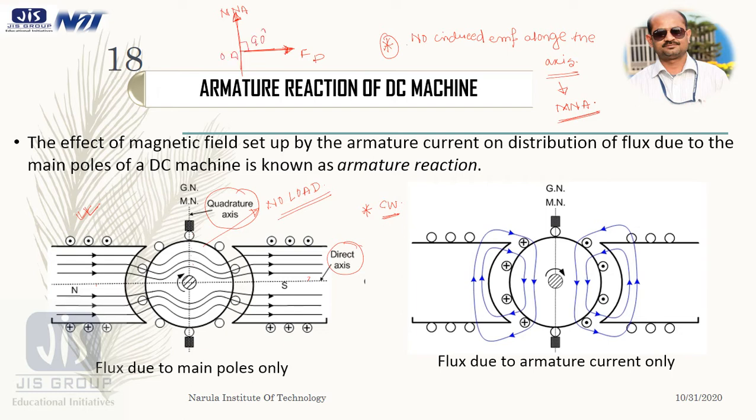And the flux density is 0 along this axis. Now it is interesting to note that this axis or this plane also lies along the geometric neutral axis. So the magnetic neutral axis at no load condition coincides with the geometrical neutral axis, GNA.